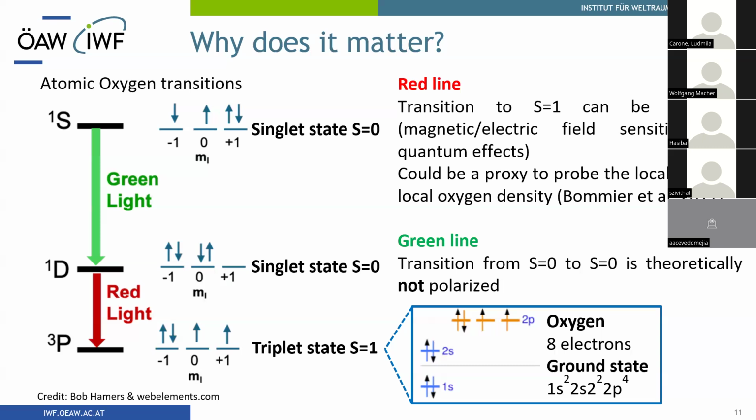But what is very important is that for the green line, you have a transition from S0 to S0. So in theory, this should not be polarizable by at least this formalism, as much as the theoreticians pushed into this problem. Of course, maybe with more thought it might be possible, but at this stage, you say the green line should not be polarized, and it was measured on the ground to be polarized.